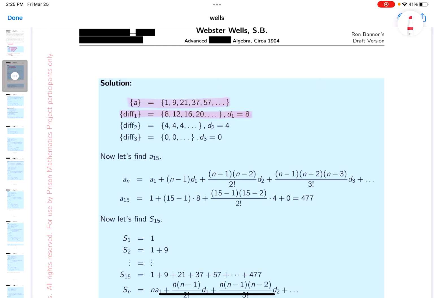9 minus 1 is 8. 21 minus 9 is 12. 37 minus 21 is 16. 57 minus 37 is 20. D1 is 8.